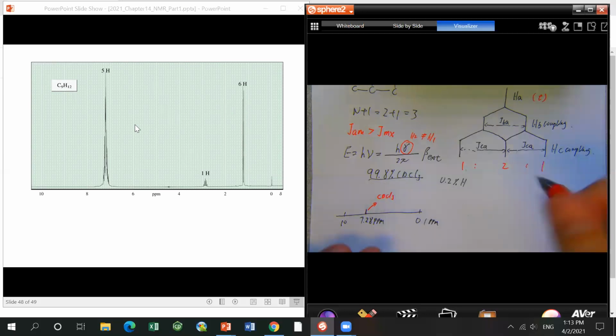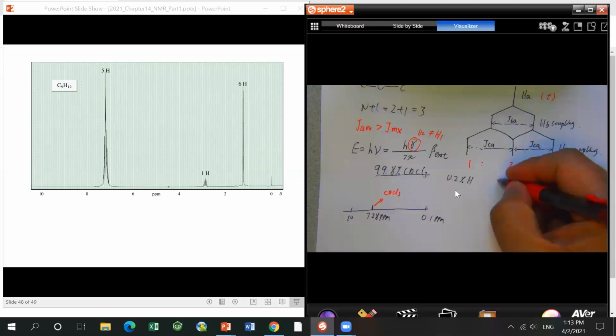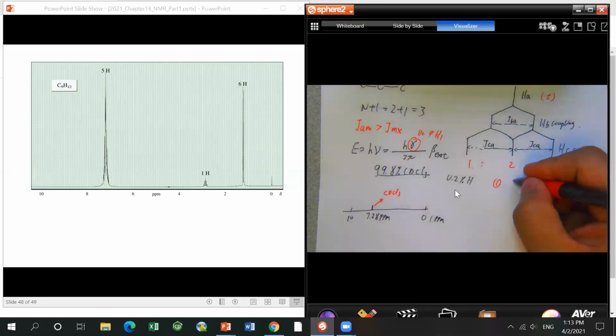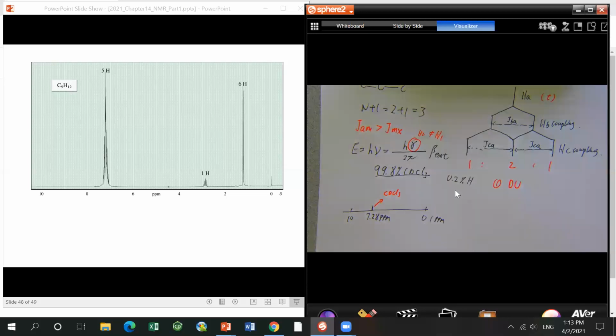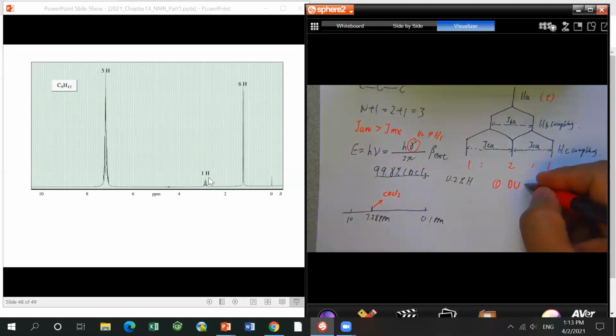The first step: calculate the DU number. This one you guys can do. Can anyone tell me what's the DU number for C9H12? That's pretty fast. 4, that's right. So remember.